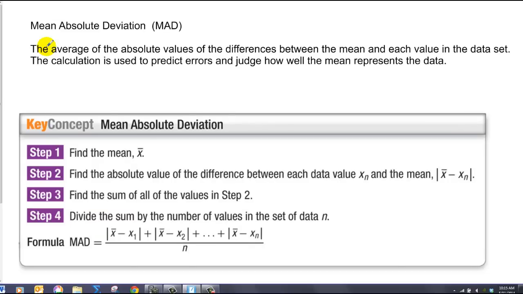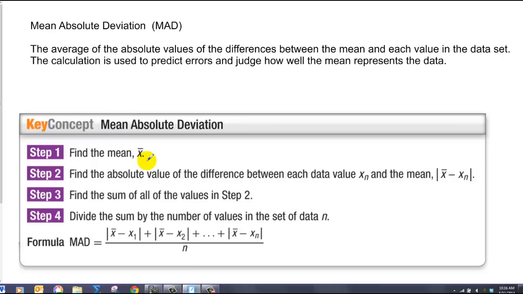Now we're going to take a look at a couple of different calculations for samples and populations. One is called the mean absolute deviation, or MAD for abbreviation. What that is, it's the average of the absolute values of the differences of the mean, that's the average, and each value in the data set. And what this calculation is used to do is predict errors and judge how well that mean number, that average, describes the data set.